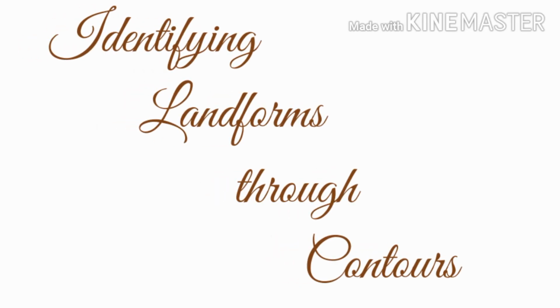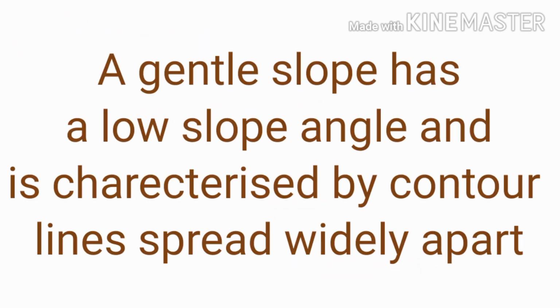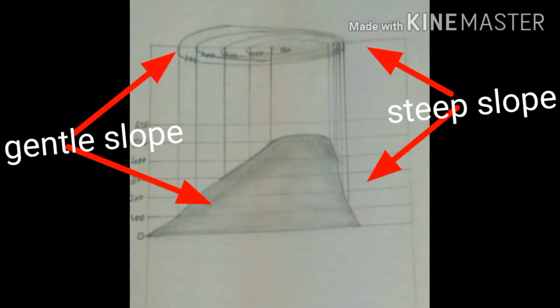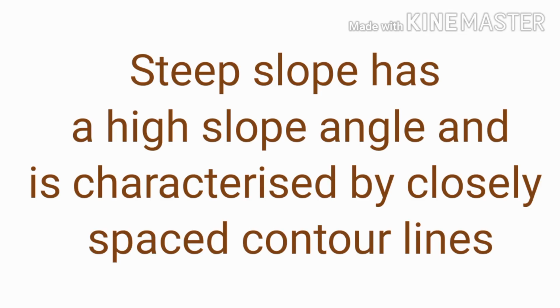Now we can learn to identify landforms through the contours. As we learned earlier, a gentle slope has a low slope angle and is characterized by contour lines spread widely apart. On the other hand, a steep slope has a high slope angle and is characterized by closely spaced contour lines.